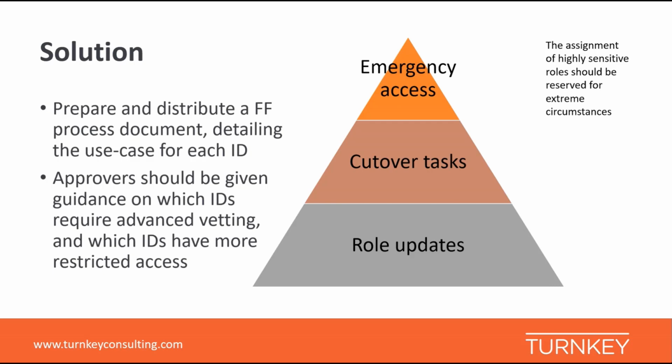The solution to this is to prepare a firefighter process document that covers the end-to-end process with specifications clearly determined for users in order to help them understand the type of IDs they should be requesting. The guide should include all current business scenarios as a reference for users, so that there is consistency among all users on what ID to request for specific instances. Approvers should be given guidance on which IDs require advanced vetting and which IDs should have more restricted access. They should also have a checklist and guidance on how to challenge back on high-tier requests by encouraging the approval of more restricted firefighter accounts instead. At the end of the day, the assignment of highly sensitive roles should be reserved for extreme circumstances, and things like role updates and cutover tasks will not need such sensitive access.